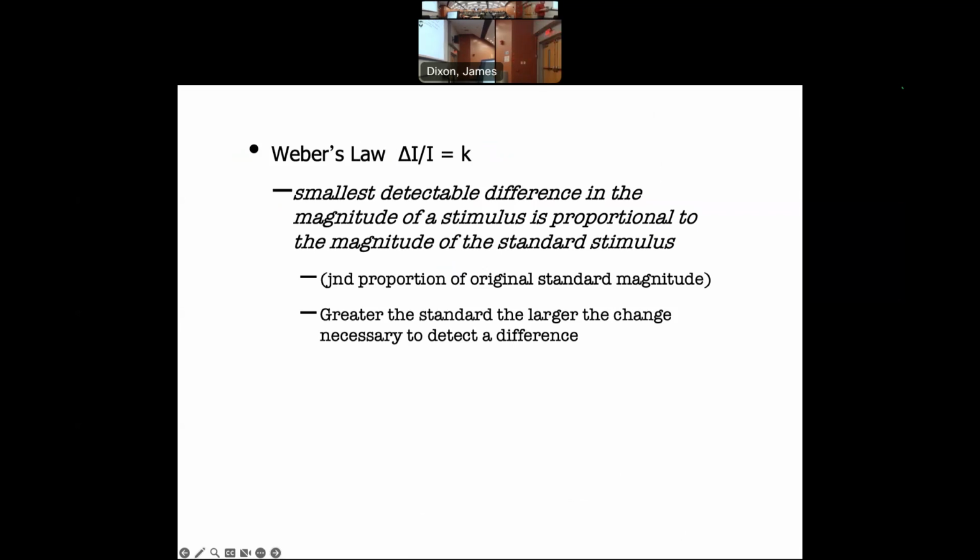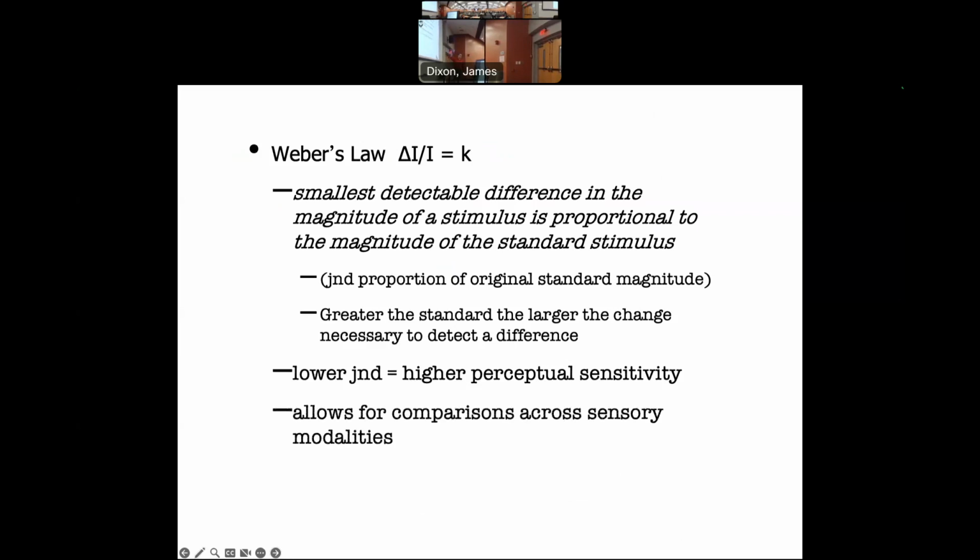Okay, so another way to state this is that the greater the standard, the greater I1, the larger the change necessary to detect the difference. So lower JNDs give us higher perceptual sensitivity. Higher JNDs correspond to poorer perceptual sensitivity, obviously. All right, and this lets us kind of compare the sensory modalities to some extent. Questions on all that?